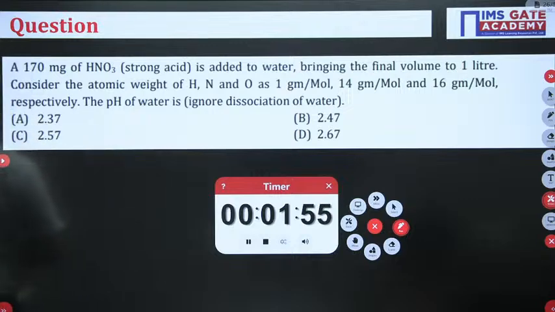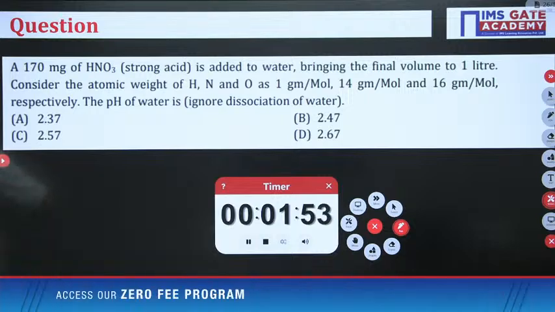And show some energy. Keep showing your energy in the chat box. It maintains my energy as well.